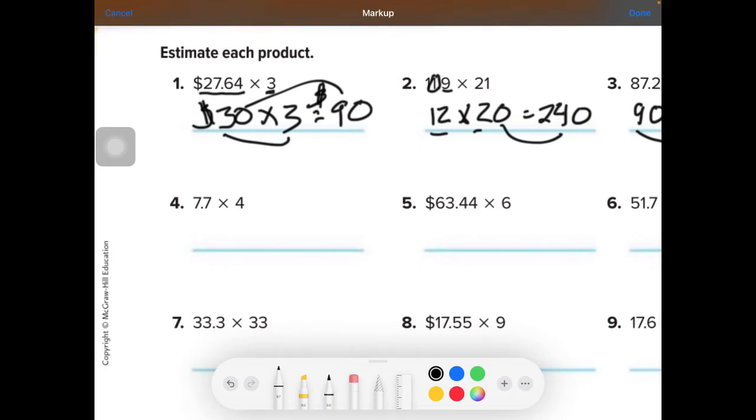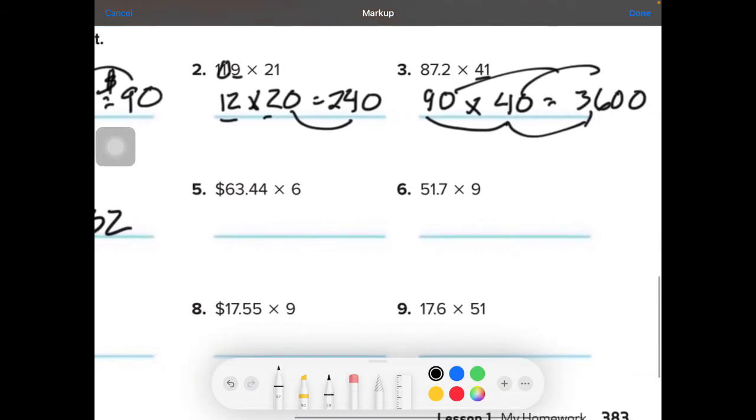Number 4 is 7.7 times 4. The 4 I'm going to keep, but this 7.7 I'm going to bump up to an 8. So I'm going to do 8 times 4, which would be a lot easier.